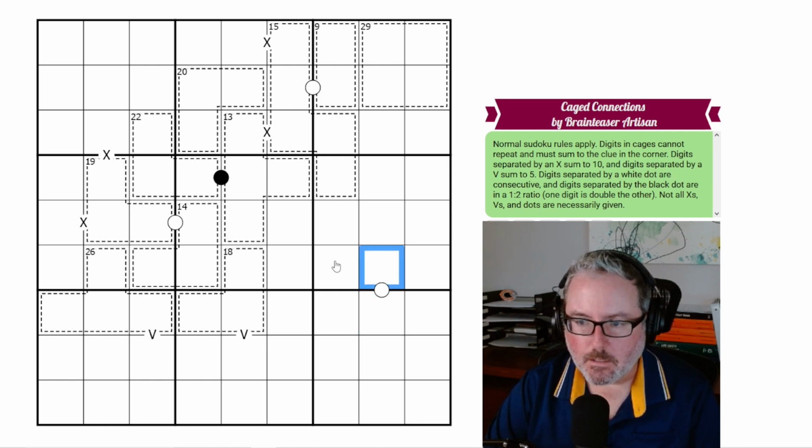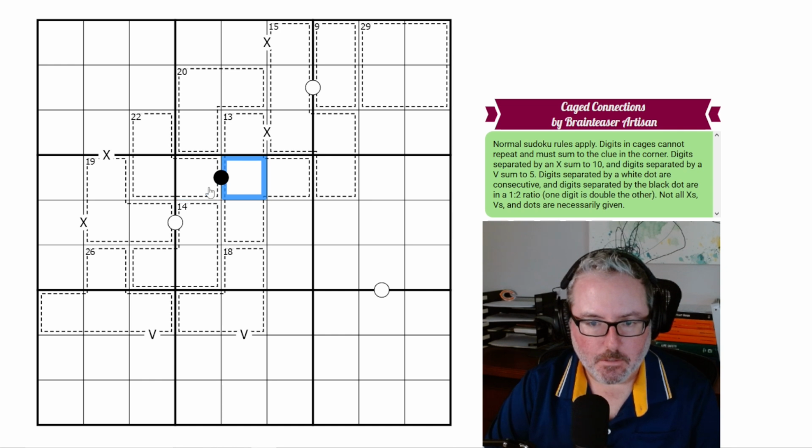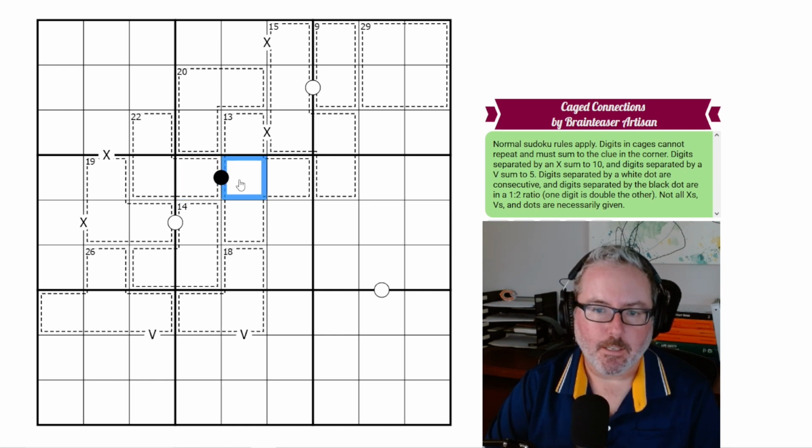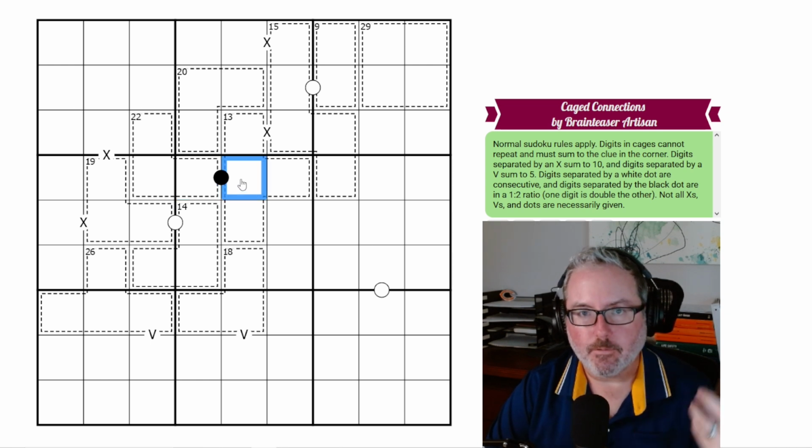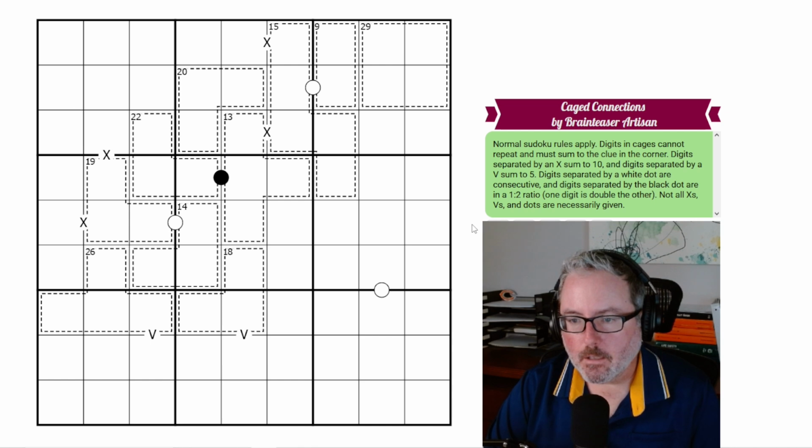And then the digits separated by a black dot are in a 1-to-2 ratio. There's only one black dot in this particular puzzle, but these two digits must be in a 1-to-2 ratio. What the heck does that mean? It just means that whatever this digit is, call it X, this is either 2X or X over 2. Or in even simpler terms, this has to be either half or double of it. That's kind of what the rules say. One digit is double the other.